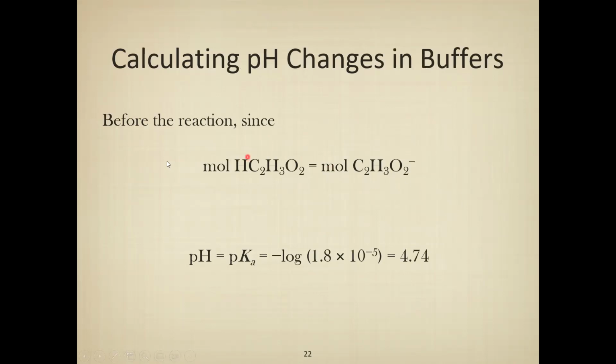So with this one, initially, since we had 0.3 moles of each of those, the moles of acetic acid and the moles of that acetate ion are going to be the same. So if we think about the Henderson-Hasselbalch equation, the second piece of the right-hand side, that log base over acid, is just going to be equal to 0. So what we're going to see is the pH is equal to the pKa. That's where we got the 4.74 initially, just taking the negative log of that Ka for acetic acid, 4.74.